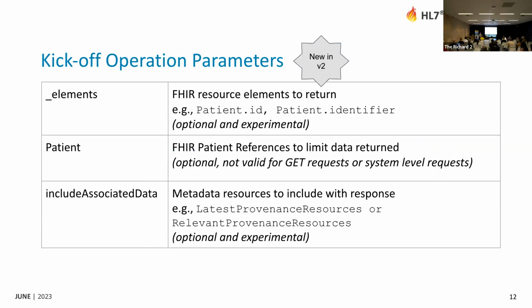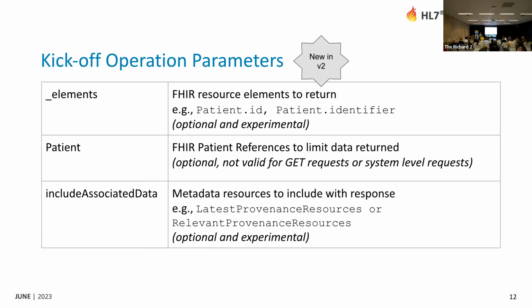There are a bunch of parameters we added in version 2, and most of these are around limiting the data returned in other ways, in case you have a use case where you don't want to load a full data set. We include the _elements parameter from FHIR, which lets you specify top-level elements to return so that you don't have to get the whole resource if you only need a couple fields.